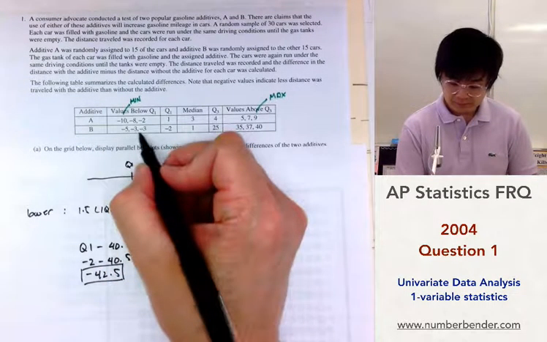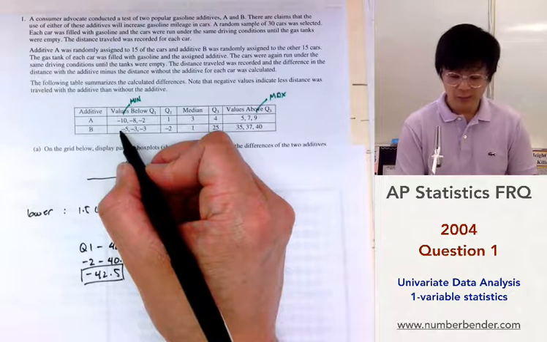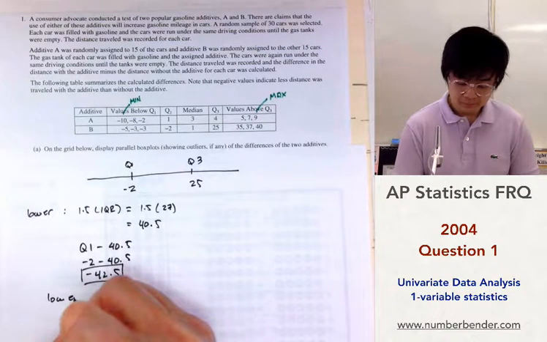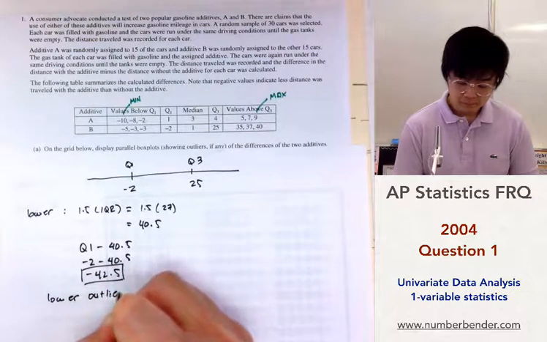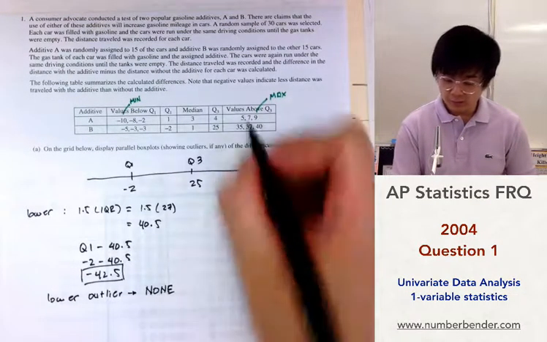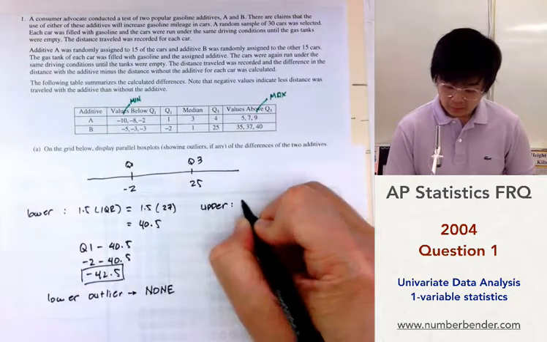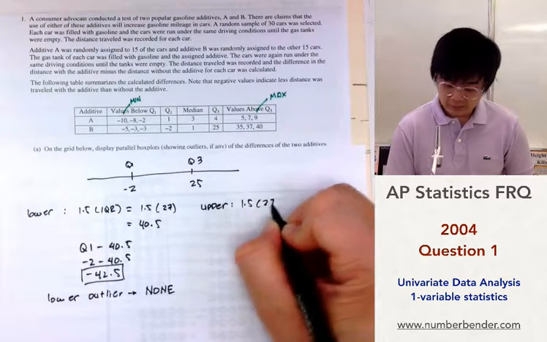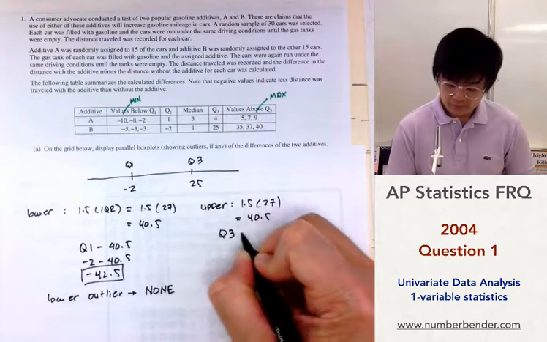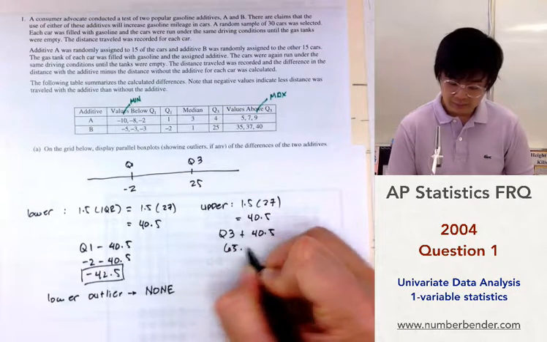And in this case, our lowest value is negative 5, which is still inside our range of values for the lower limit. So for the lower outlier, there's none. And for the upper outlier, 1.5 times 27, which is equal to 40.5. Q3 plus 40.5 is going to give us 65.5.